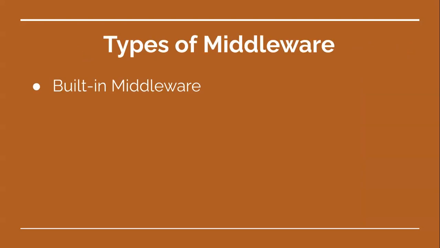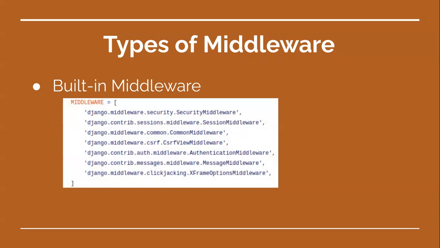What are the types of middleware? There are two types of middleware in Django. Built-in middleware. Custom middleware. First, let's discuss the built-in middleware. Built-in middleware are provided by default in Django when you create your project. You can check the default middleware in settings.py file of your project. Custom middleware, you can write your own middleware which can be used throughout your project. Let's see how we can do that.